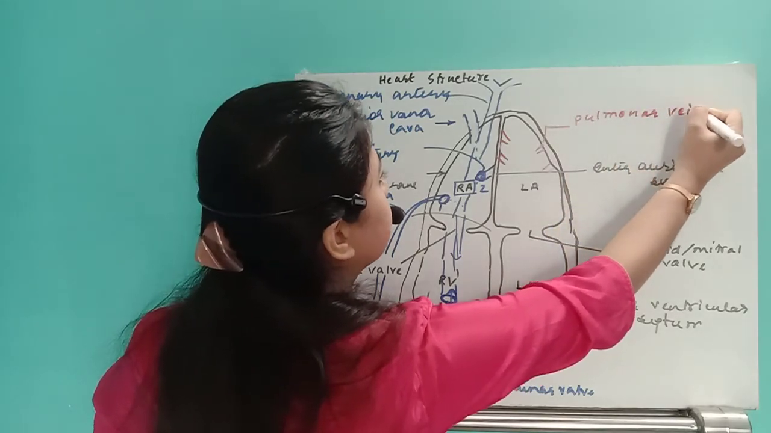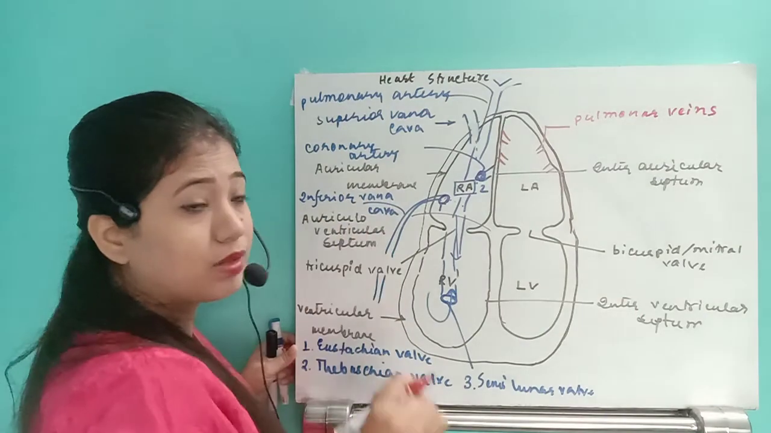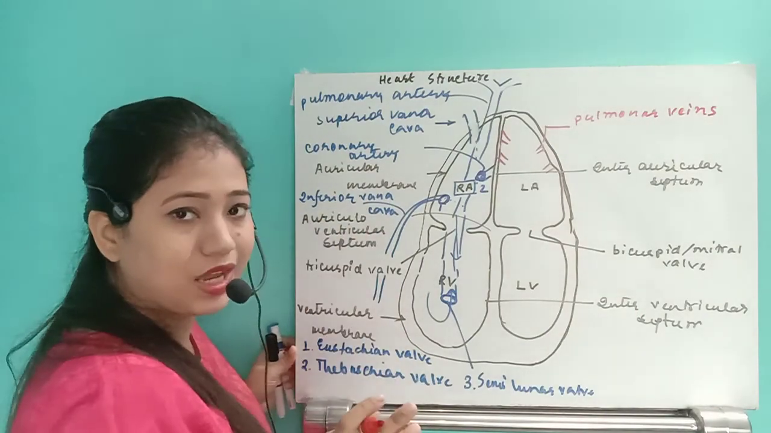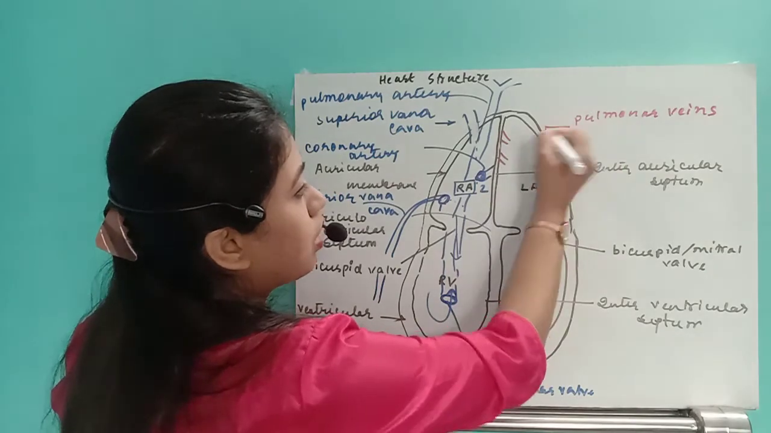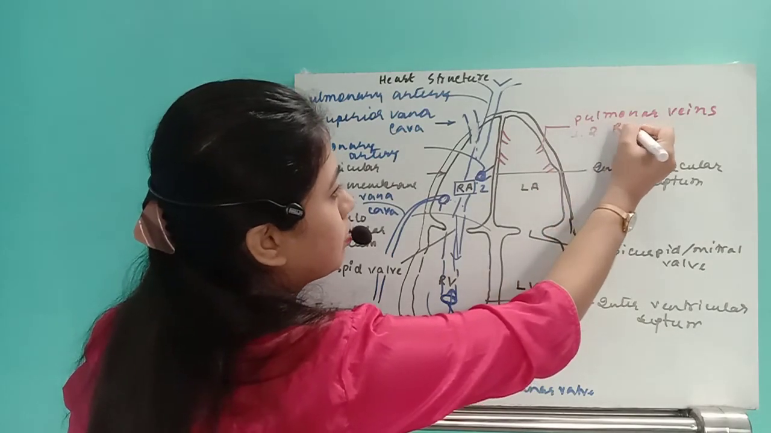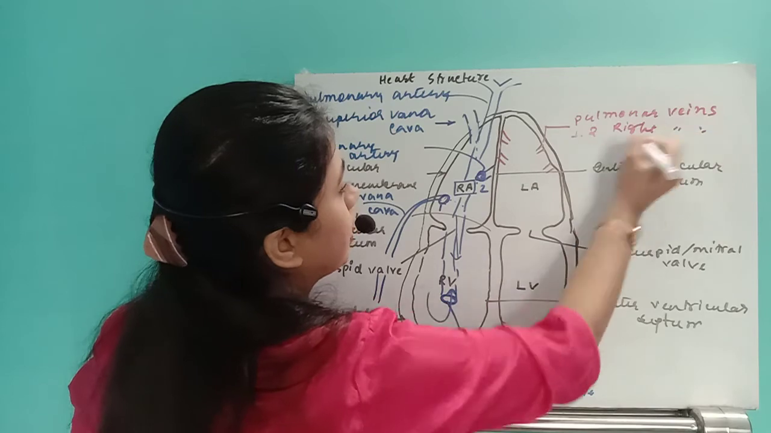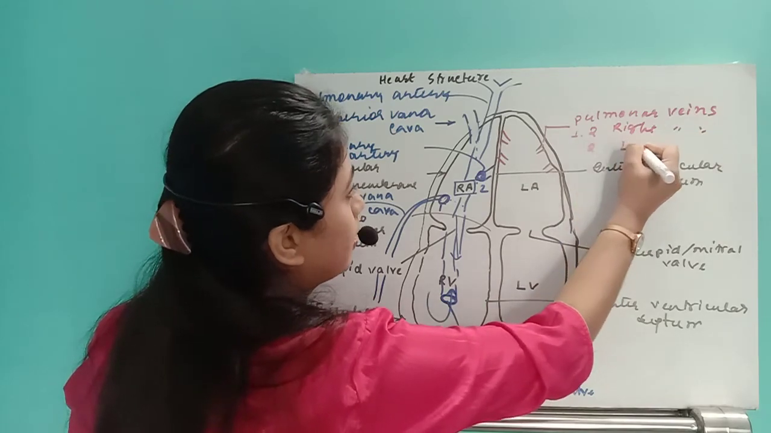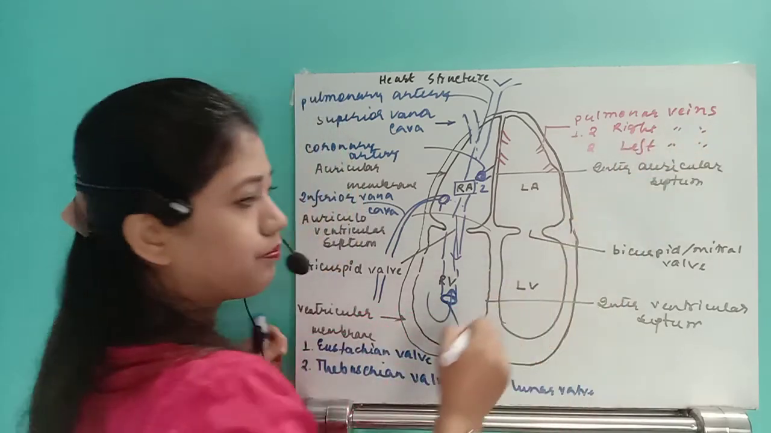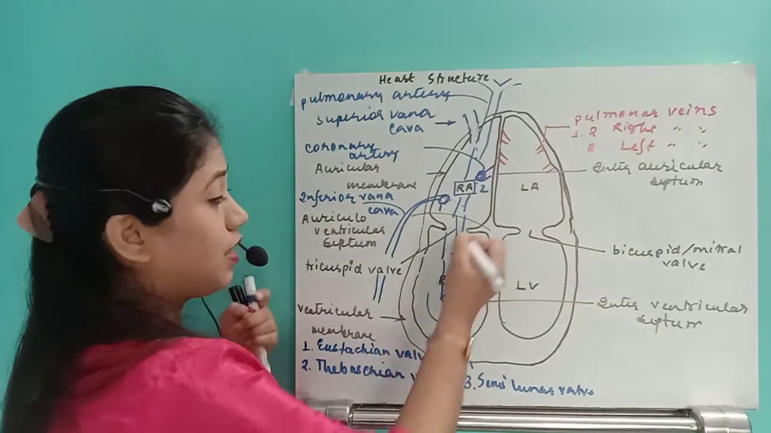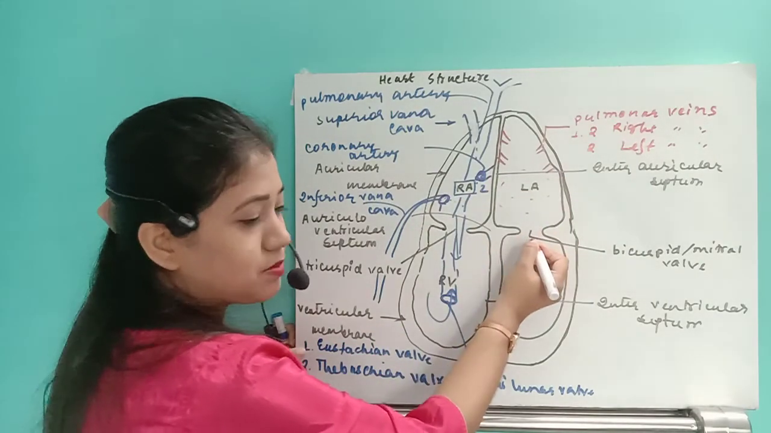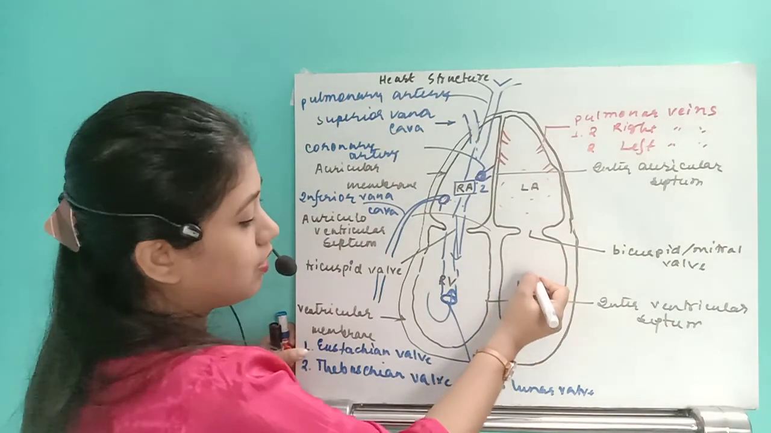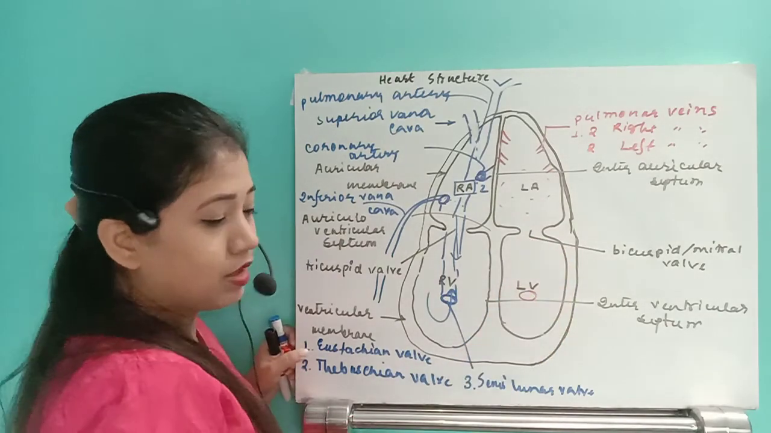How many pulmonary veins do we have? We have 4 pulmonary veins. They don't have any type of valve. Two are right pulmonary veins, and the second two are left pulmonary veins. The left auricle will get the oxygenated blood, open the bicuspid or mitral valve, and then it will go to the left ventricle.